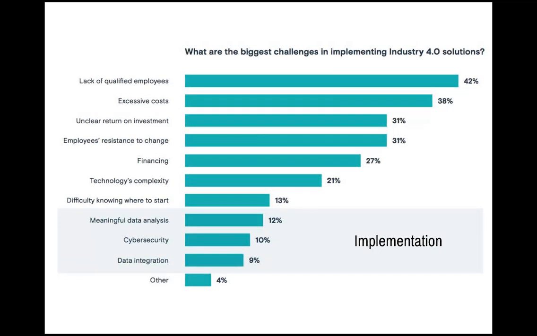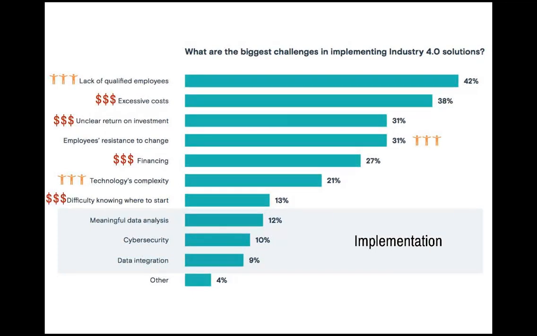So like I said, those are sort of implementation problems, versus right at the top, lack of qualified employees. That's a personnel problem. Excessive costs, unclear return on investment, employee resistance to change, financing, technology's complexity really boils down to a personnel problem, because every technology is built by people. It's just, do you have the right people to be able to work with those technologies to bring them to a useful state within your organization?